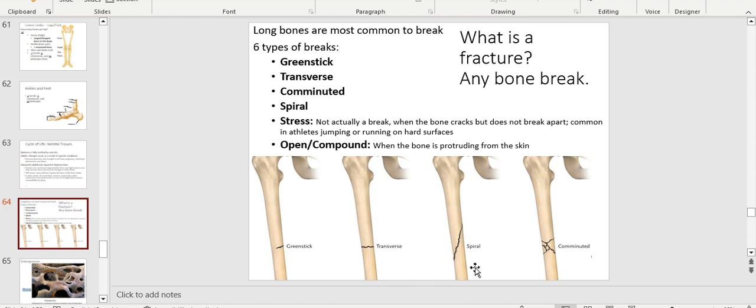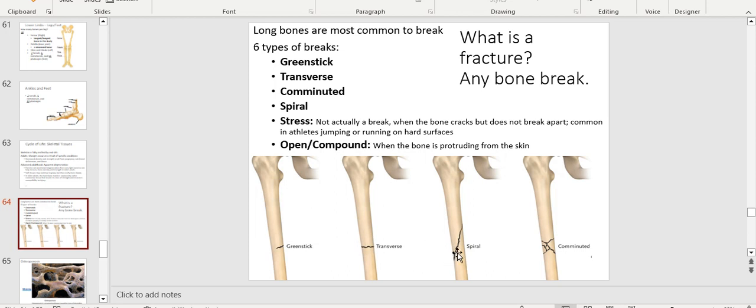You have a spiral fracture, which is a bad one because these bones are making blood. If you look at the surface area that is exposed here, if you have a transverse fracture as opposed to a spiral, you have a lot more of the medullary cavity exposed, so you're going to have a lot more damage. And the blood gets out.